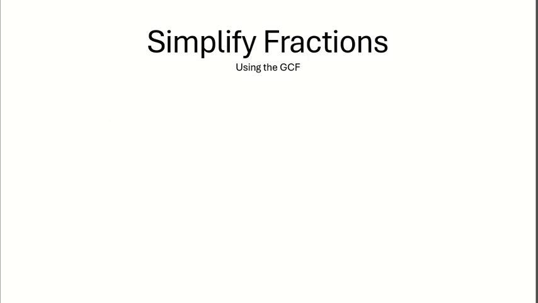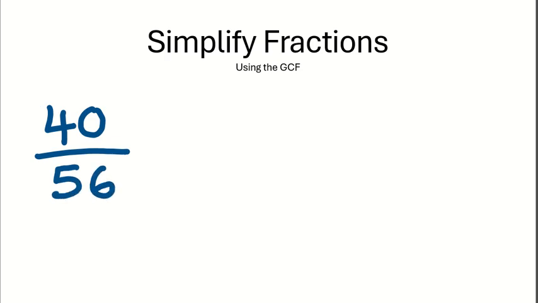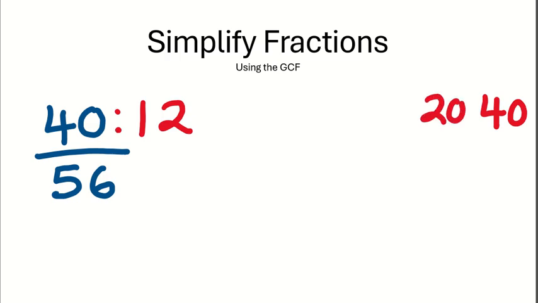What if we had a fraction like this? 40/56. Let's list the factor pairs. 1 times 40 is 40. 2 times 20 is 40. 3 won't go into 40 evenly, but 4 will. 4 times 10 is 40. And then, of course, 5 times 8 is 40.